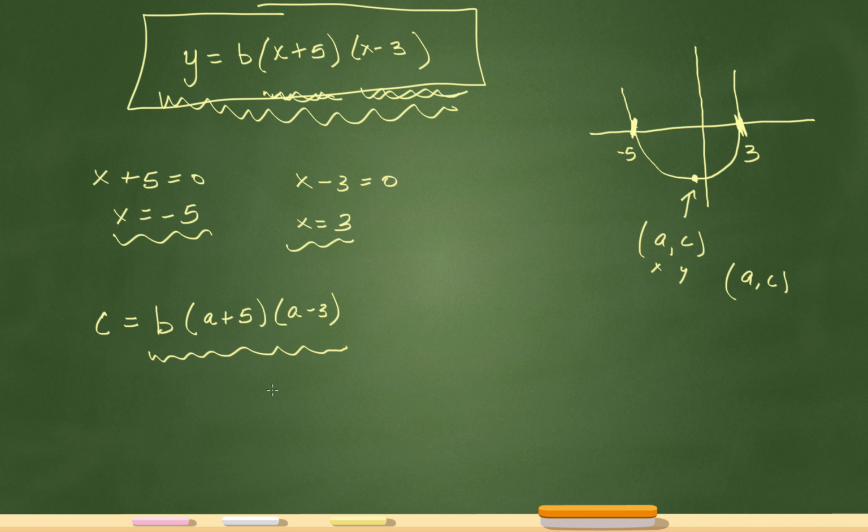And now if I look at the answer choices, see how all the answer choices have a b in it? So really now my goal is to try to figure out a number for this part, which is what I'm going to try to get to.